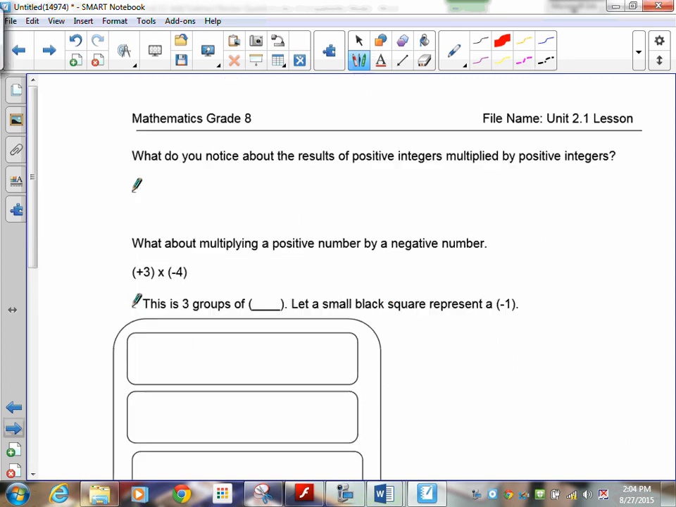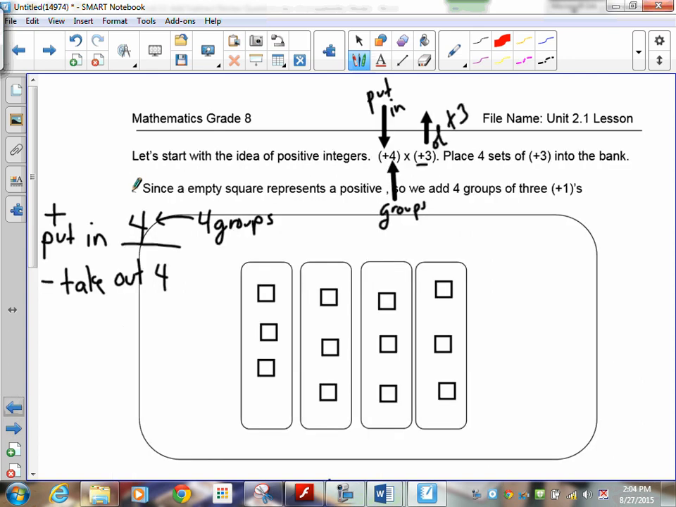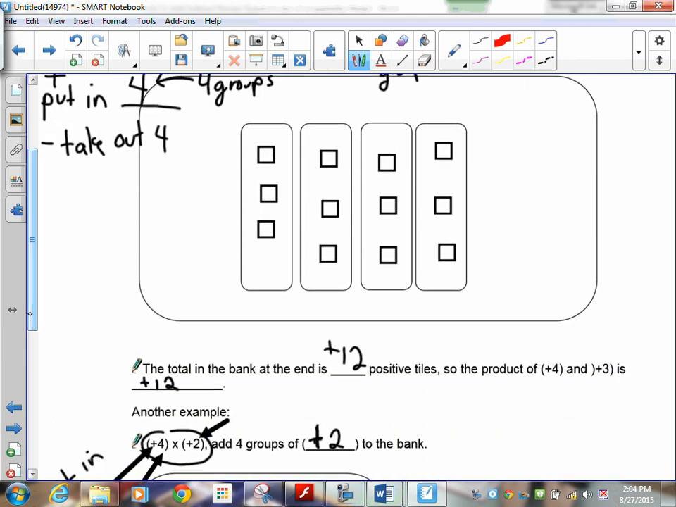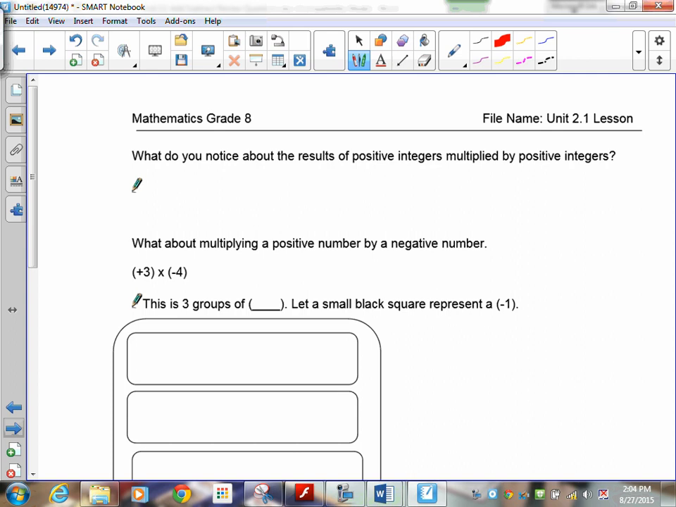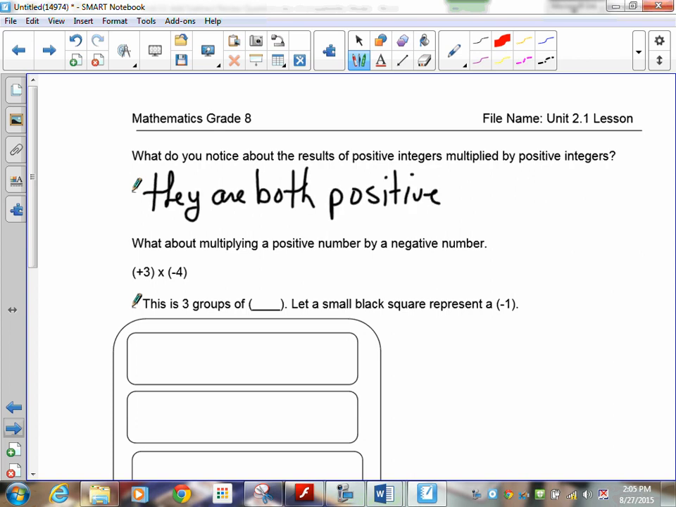All right, let's go to the next question. What did you notice about the results of positive integers times positive integers? Here's the first answer. Here's the second answer. What do you notice about positive 12 and positive 8? You should notice they are both positive. Okay? So, let's try multiplying a positive number by a negative number and see how that works, okay?